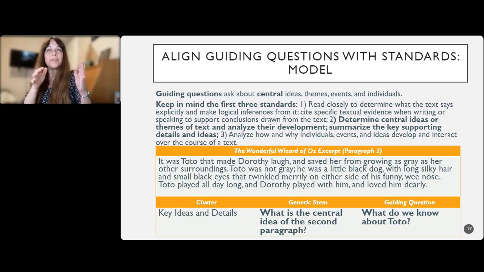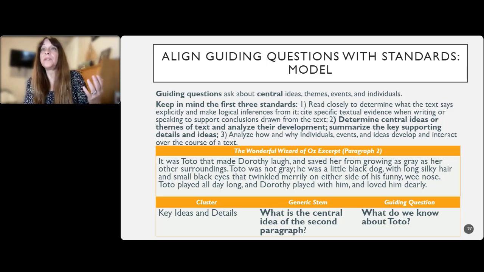So I want you to stay with me because we're going to take apart this process. We're going to start by identifying a state English language arts standard that needs to be met. And we're going to take the generic stem. It's a question that, if answered, really supports the students in meeting that standard. For example, let's select the standard: determines central ideas or themes of a text. To create a guiding question, you want to use the stem, what is the central idea of the second paragraph, for example, and apply it to the anchor text.